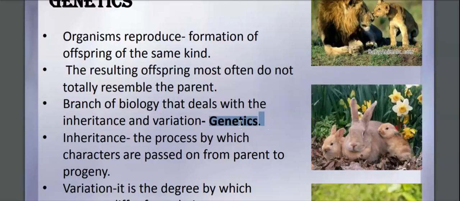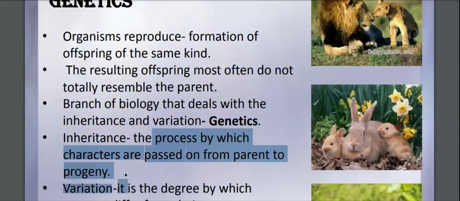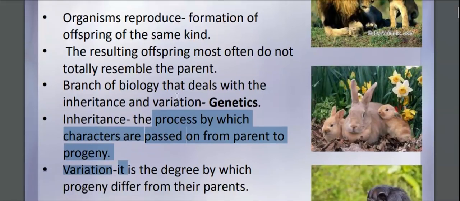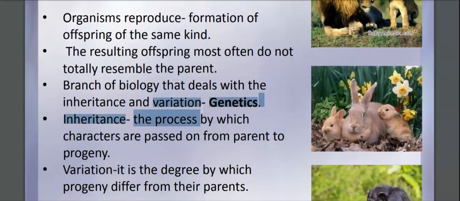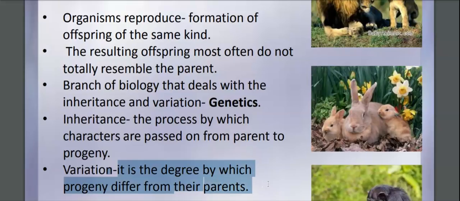So, as you can see, genetics involves the study of inheritance, that is, the process by which characters are passed from parent to the progeny or the offspring. And the second thing that genetics involves is variation. So what is variation? It is the degree by which progeny differ from their parents. So please keep in mind, genetics involves resemblances because of inheritance and differences among the parents and their offsprings because of variation.